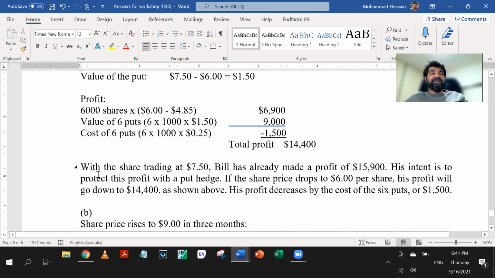Now the explanation is here. With the share trading at 7.50, Bill has already made a profit of $15,900. His intent is to protect this profit with a hedge. If the share price drops to $6 per share, his profit will go down to $14,400 as shown above. His profit decreases by the cost of the 6 puts, $1,500.